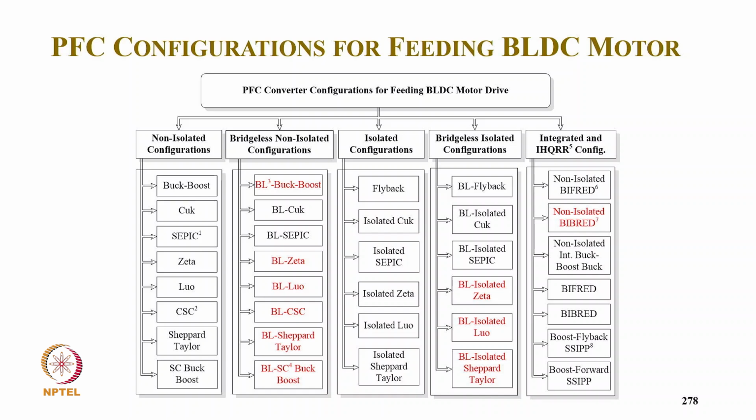Then isolated topologies like a flyback converter, isolated Cuk converter, isolated SEPIC converter, isolated Zeta converter, isolated Luo converter, and isolated Sheppard-Taylor converter. Then the bridgeless isolated configurations: bridgeless flyback, bridgeless isolated Cuk converter, bridgeless isolated SEPIC converter, bridgeless isolated Zeta converter, bridgeless Luo converter, and bridgeless isolated Sheppard-Taylor converter. Now the integrated high quality converters, non-isolated and non-isolated bridgeless: buck boost buck converter, BIFRED, BIBRED, and buck boost flyback, SSIPP, and boost forward.